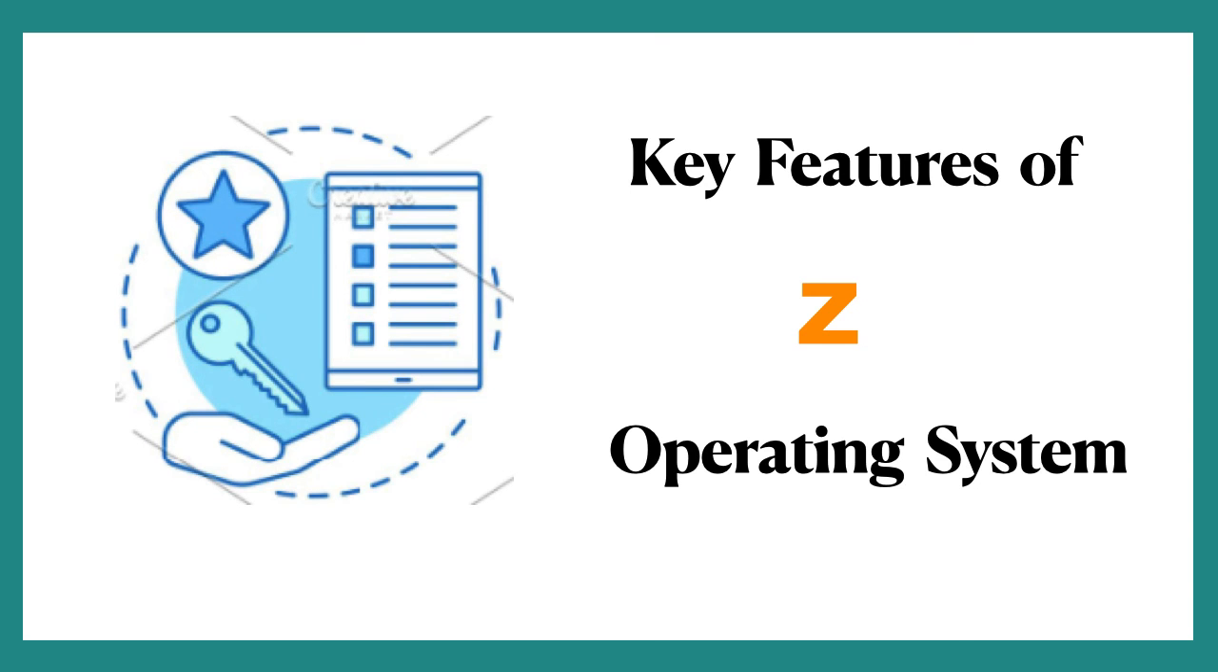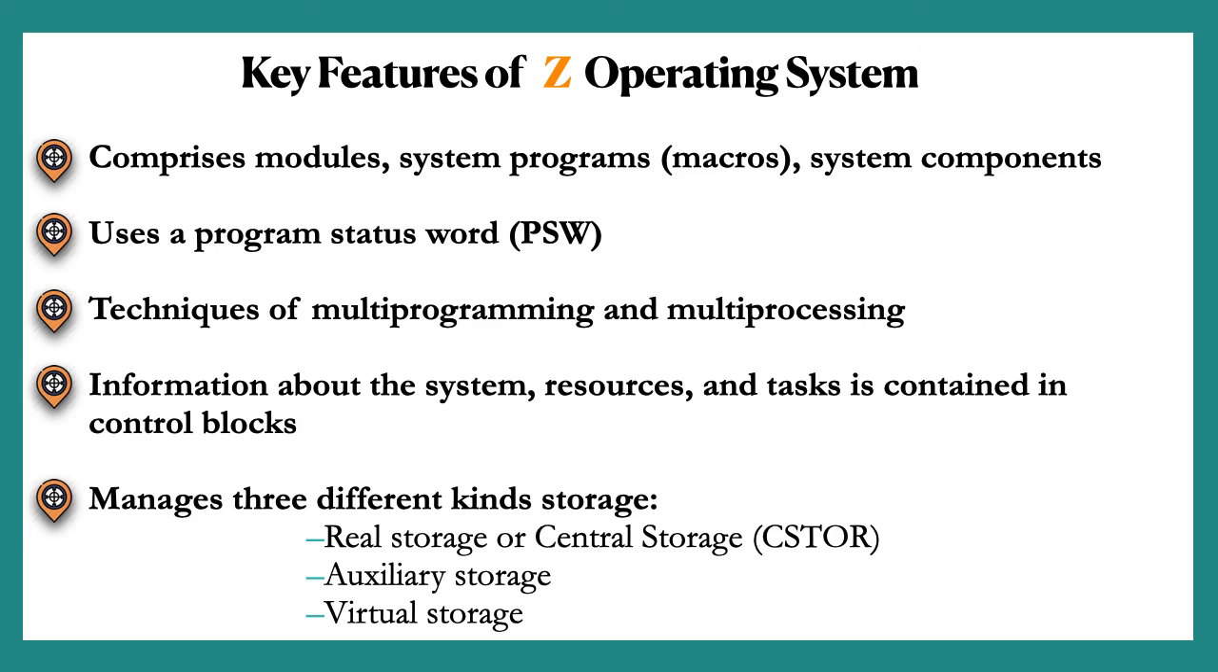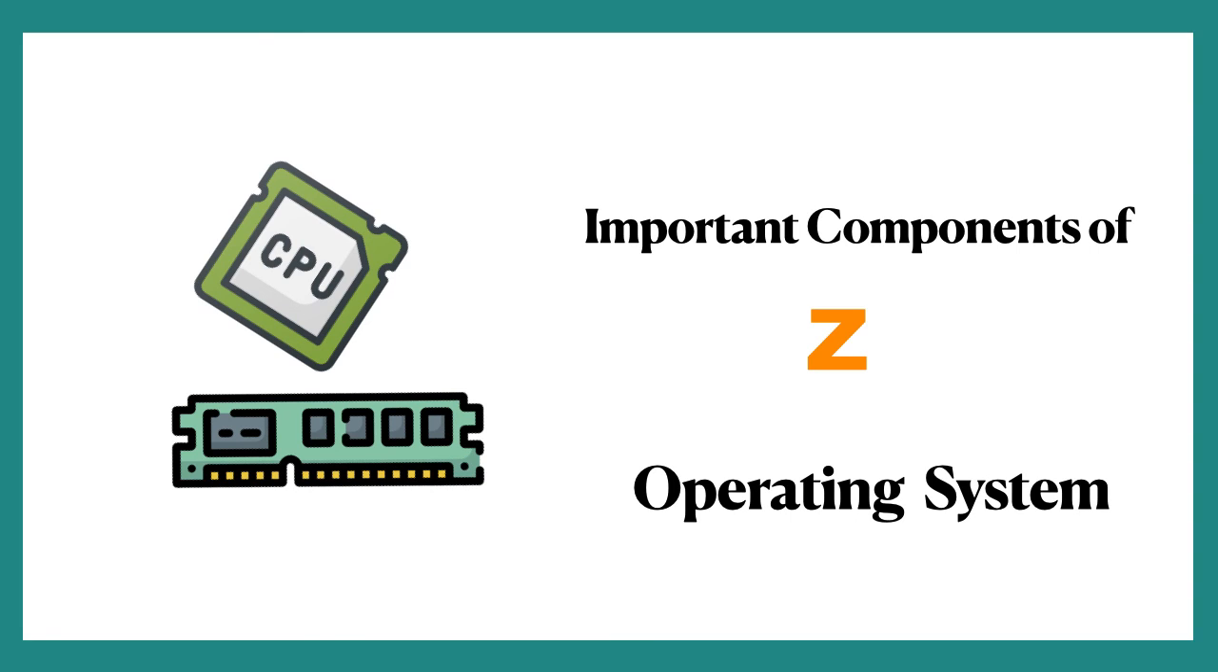Basically, those are the important key features of the z operating system. We discussed these primary key components, the modules or what we call the registry, the system macro, and some system components, multi-programming and multi-processing, and we also discussed the control block and the different storage systems that it uses. And now we are ready to go to the important components of this z operating system.